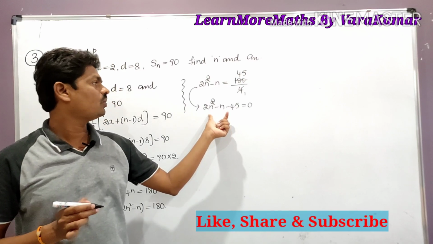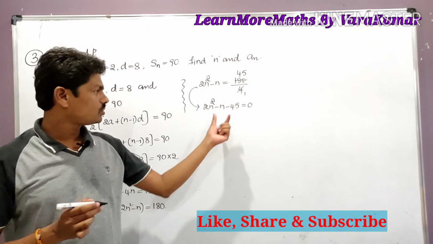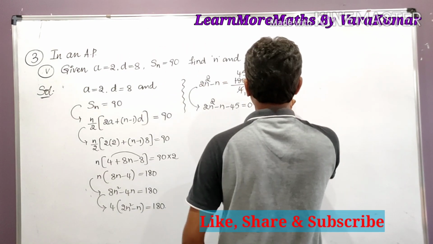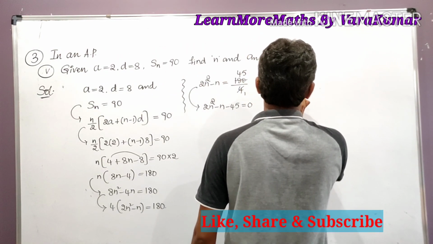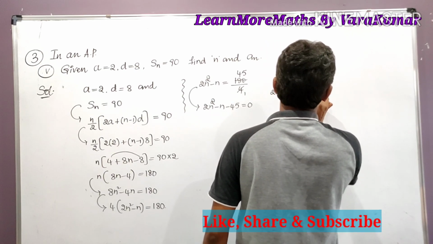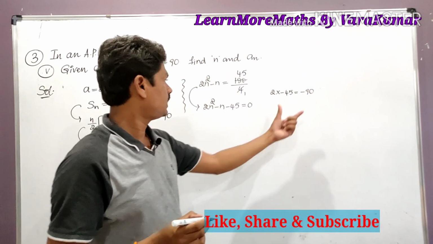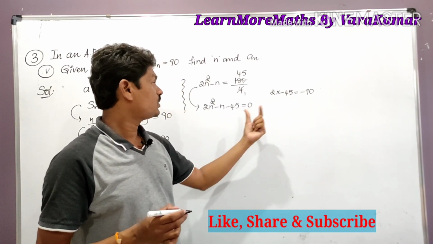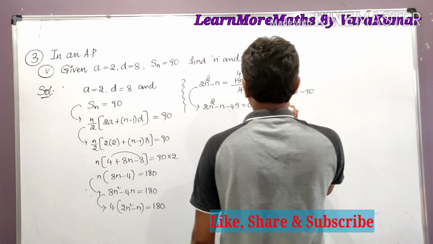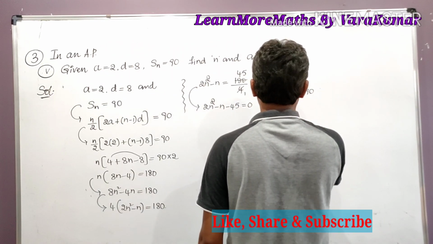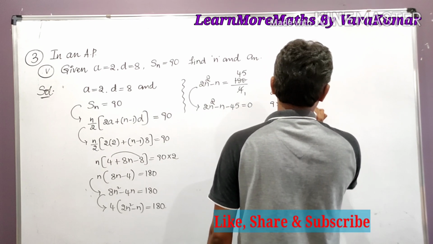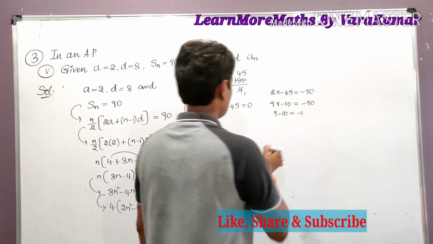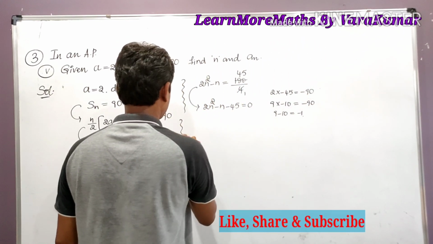So now we have a quadratic equation in n. We have to solve for the n value. The coefficient of n square is 2 and the constant is minus 45. 2 into minus 45 is minus 90. Now we have to select two factors of minus 90. Their sum should be minus 1 and their product should be minus 90. I am selecting 9 into minus 10, it is minus 90, and 9 minus 10 is minus 1. So these two are the factors, student.